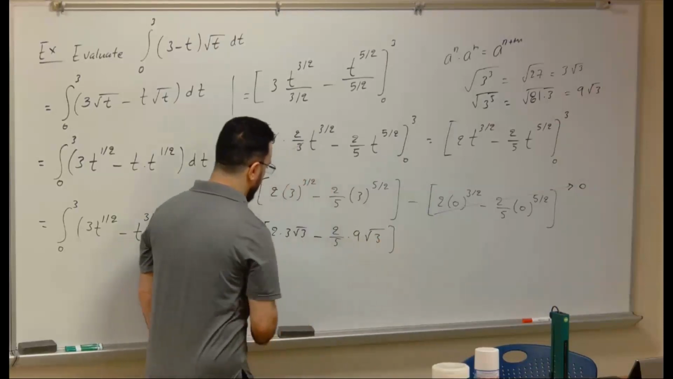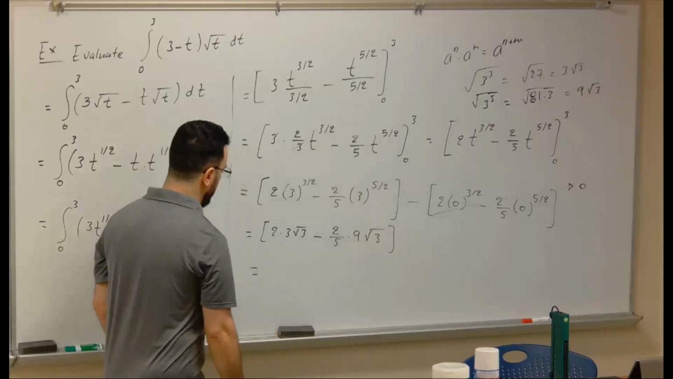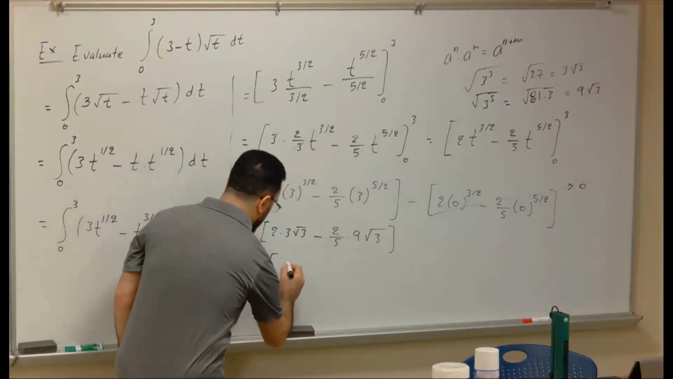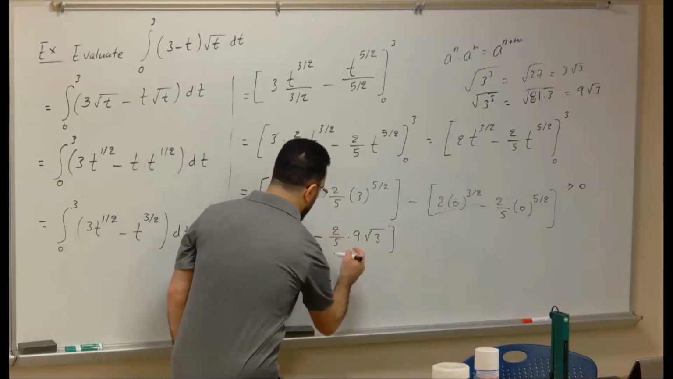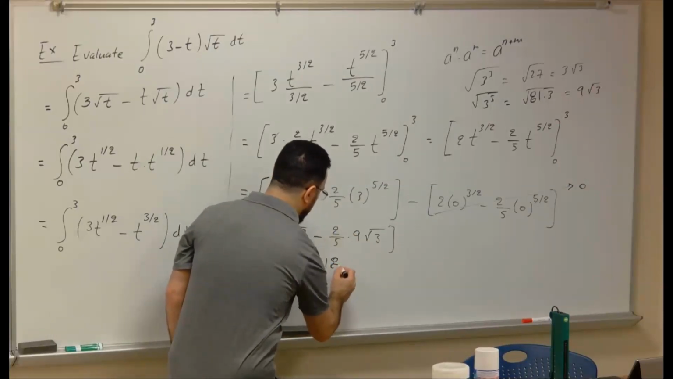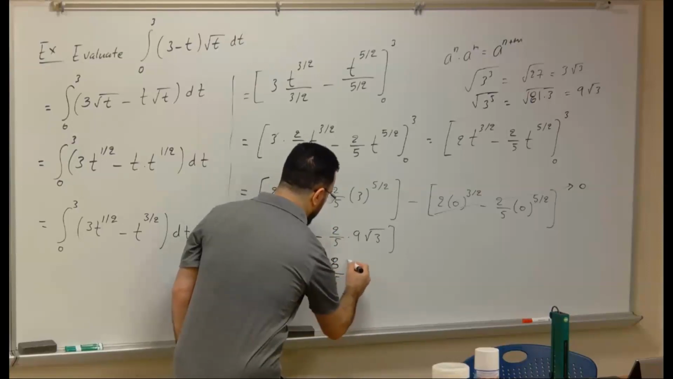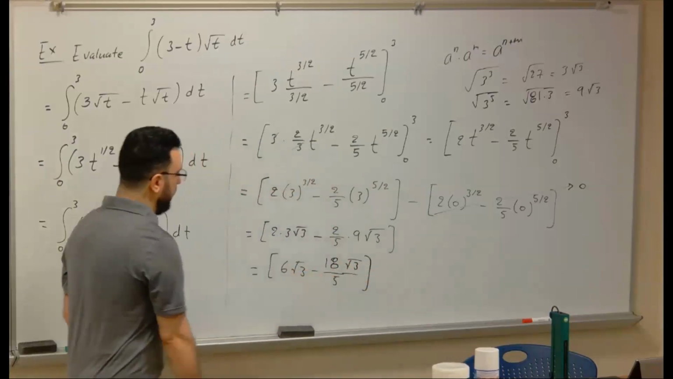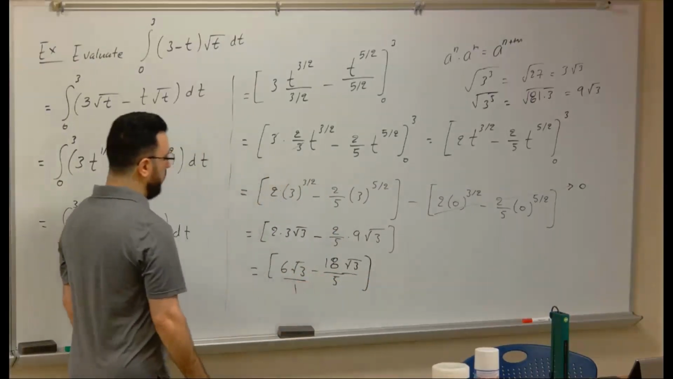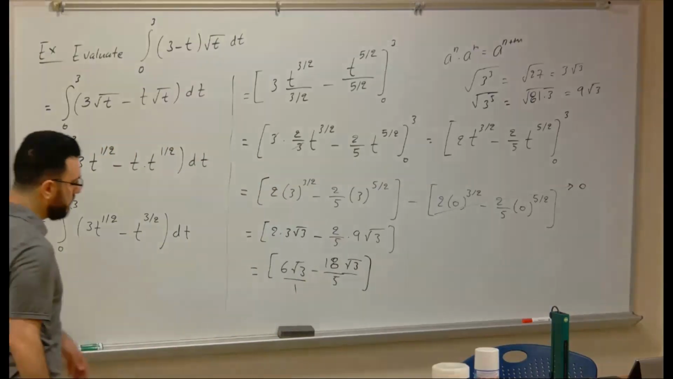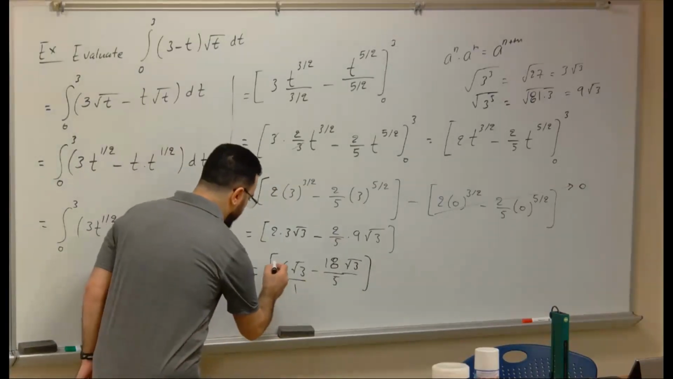Now, how are we going to combine these together? It's going to be 6 square root of 3 minus 18 over 5 square root of 3. Then you say this is over 1. We need to find the common denominator, so multiply this one by 5.